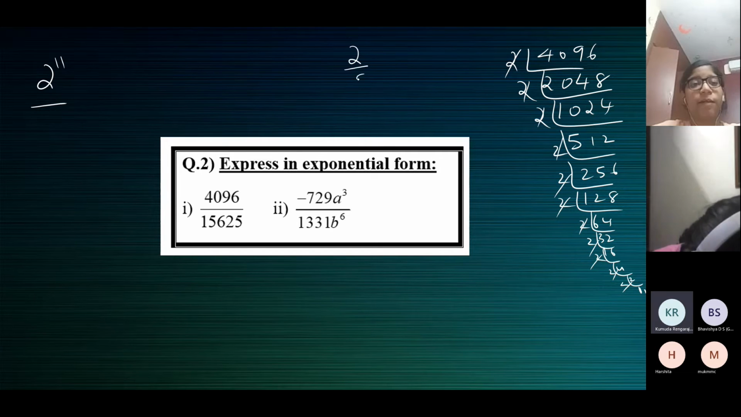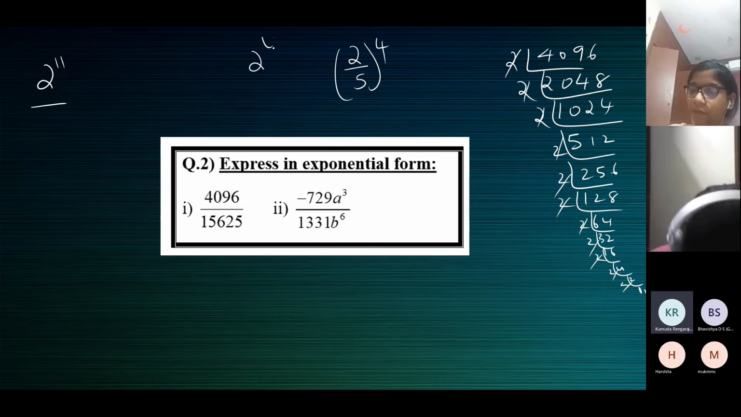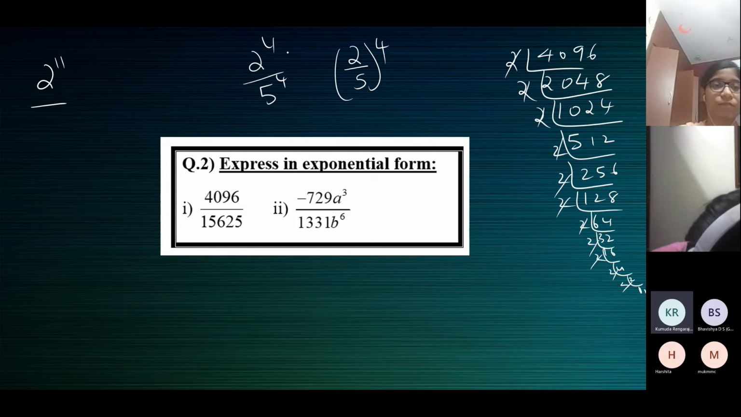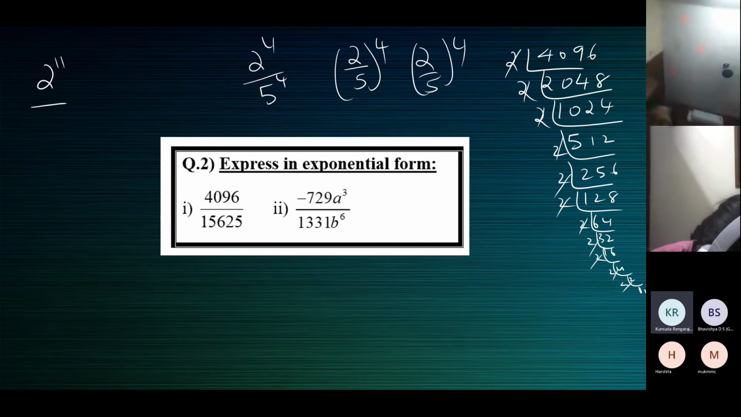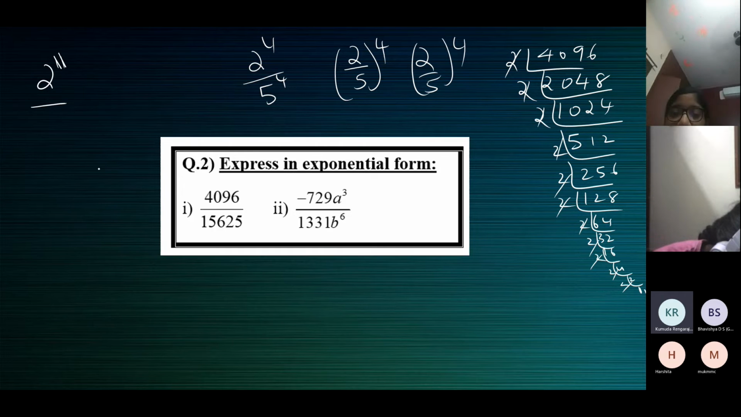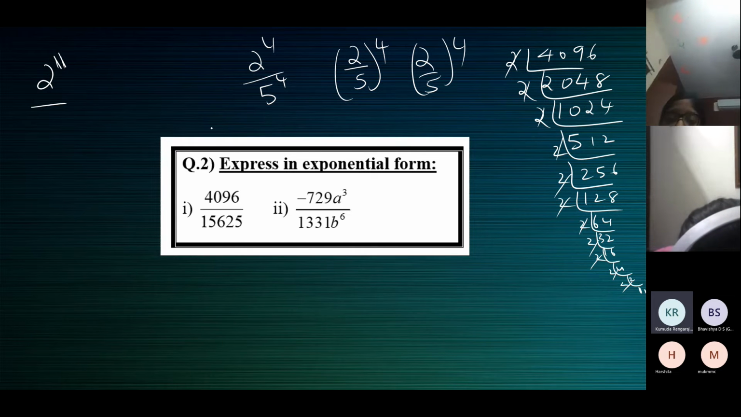Ma'am, 16 divided by 5 to the power 4. Yeah, 2 by 5 to the power 4. It was possible to express both the numerator and the denominator in the same power 4. So we wrote it as 2 by 5 to the power 4. So if the power of the numerator and the power of the denominator are different, you must somehow try to write them using the same power. That means you are forced to use something other than prime numbers. You work, I'll tell you.